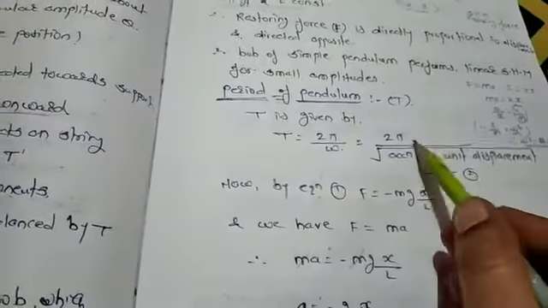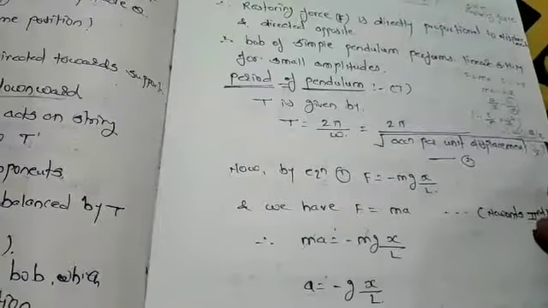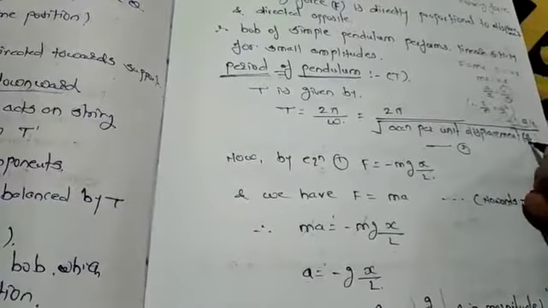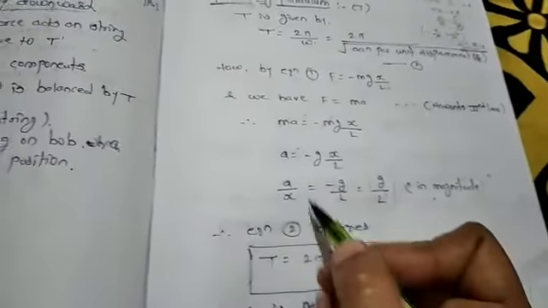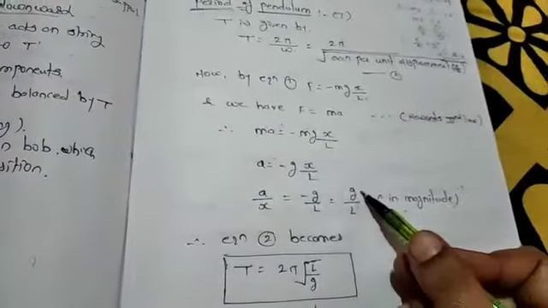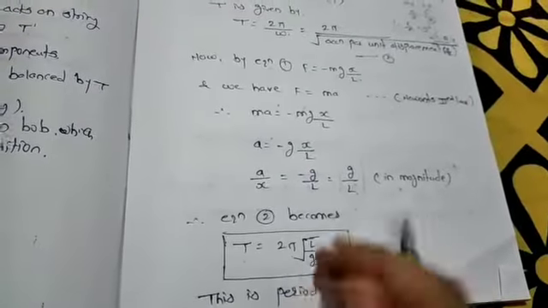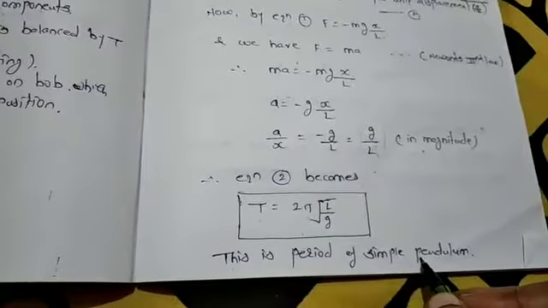Therefore, equation 2 becomes, what was our equation number 2? T is equal to 2 pi under root of the acceleration per unit displacement. Here we can write a by x also. So equation 2 becomes T is equal to 2 pi, and instead of a by x we got the value g by L, that is the gravitational acceleration by the length of the pendulum. So 2 pi upon root of g by L becomes 2 pi under root of L by g. This is nothing but the period of the simple pendulum.